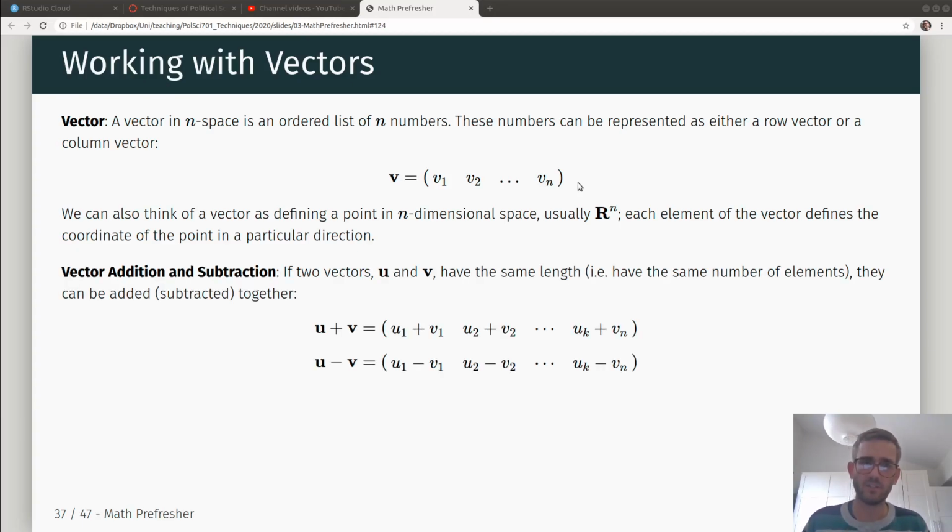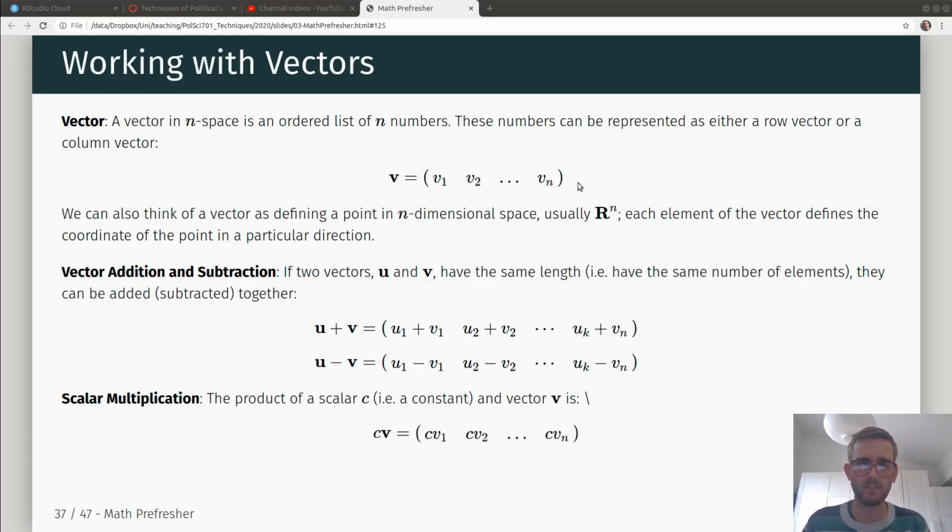When we have vectors, we can add them together, vector addition and subtraction. For two vectors, u and v, in order to be able to add or subtract them from each other, they have to have the same length, okay? Since vector addition and vector subtraction is element-based addition and subtraction. So if we add two vectors together, for the first element, we add the first element of vector u and the first element of vector v, second element same, and so on. And so, of course, in order for that to work, we need both vectors to have the same number of elements.